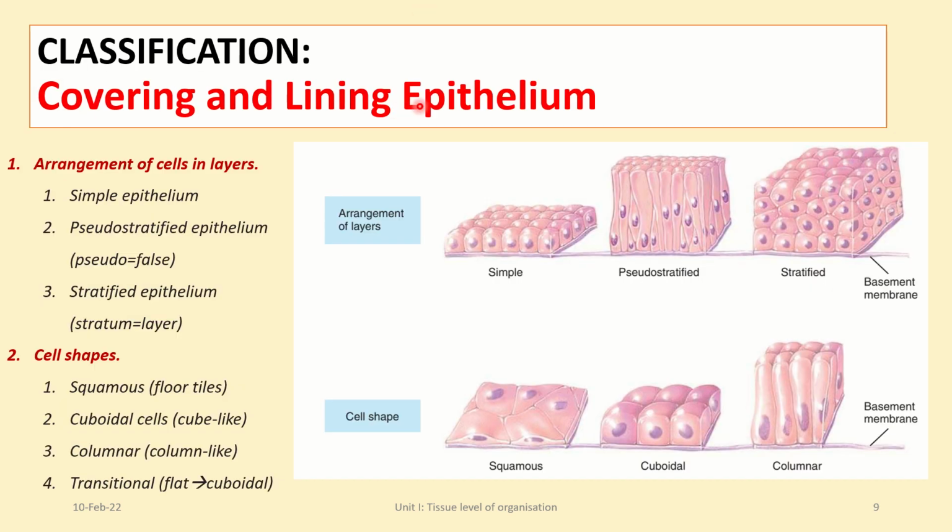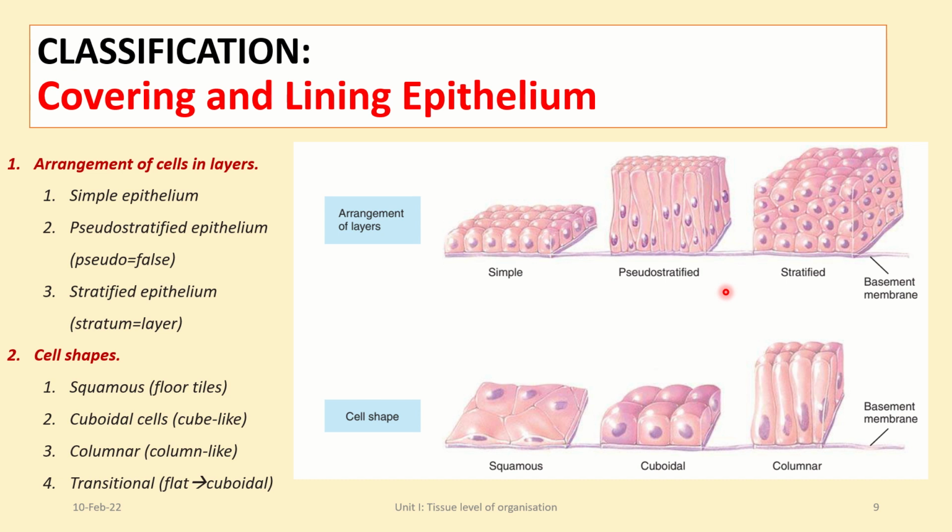So the covering and lining epithelium has been classified in two ways. First, on the basis of the arrangement of the cells in layers. The initial picture that I showed you was about simple epithelium, which is nothing but a single layer of cells. The second one is pseudostratified, which looks as though it is stratified because the cells are uneven in their orientation, but pseudo meaning false, they are actually just one layer of cells that look like multiple layers. So hence they are called pseudostratified. And the third type of cell layers is the stratified epithelium.